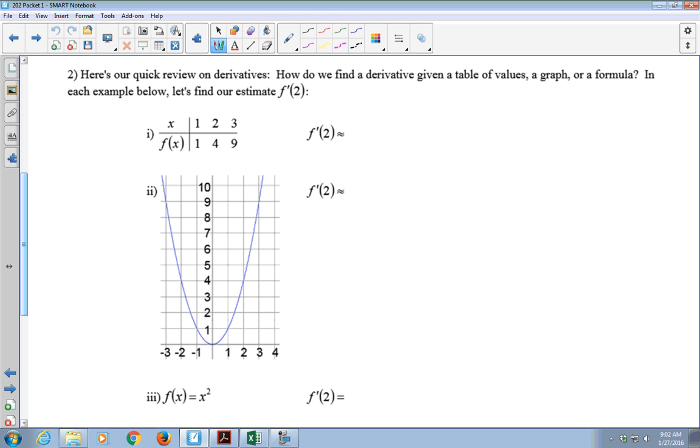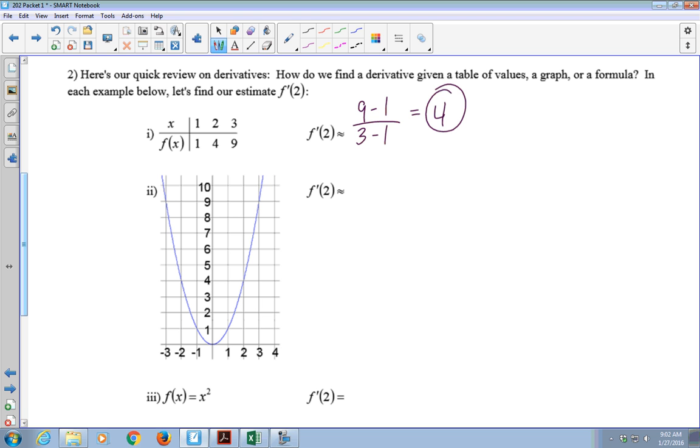Here I could pick any 2 points. Henry suggested the 2 points on either side of 2. You could also use x equals 2 and x equals 3, or x equals 1 and x equals 2. They'll all give you an estimate, and which one is the best is hard to say without more information. If I do either side of 2, I would do 9 minus 1 over 3 minus 1, change in y over change in x, and we get 8 over 2, which is 4. So it's one way of getting an estimate.